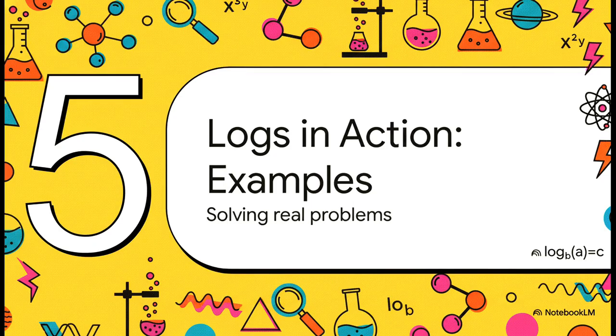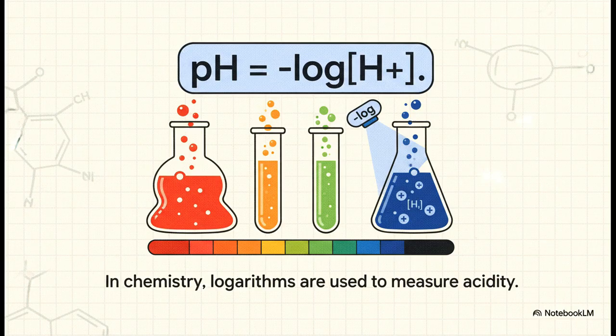Okay, we've gone over the definitions, we've mastered the rules. Now let's put it all together and see how these tools are actually used to solve a real problem, the kind you're definitely going to see on something like a chemistry exam. One of the most classic real-world applications of logs is the pH scale, which, as you probably know, measures how acidic or basic a solution is. And the formula for it is right there. pH is equal to the negative log of the hydrogen ion concentration.